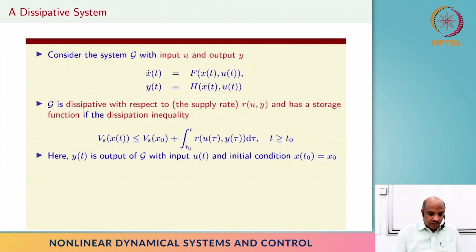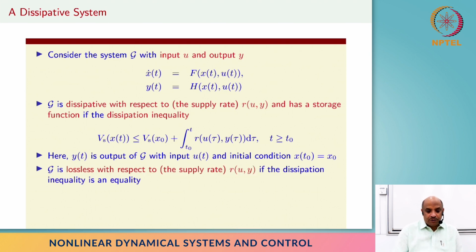So anyway, we call this y the output and u the input, and this inequality, of course, is satisfied on solutions that are coming with the initial condition x sub 0, and y of t is a function of x and u, right? So that x is coming from the solution of the differential equation x dot equals f. So that's how each and every element is connected to one another, right? If, instead of an inequality, it is exactly equal, then we call that system lossless, right? With the same supply rate and the storage function V.